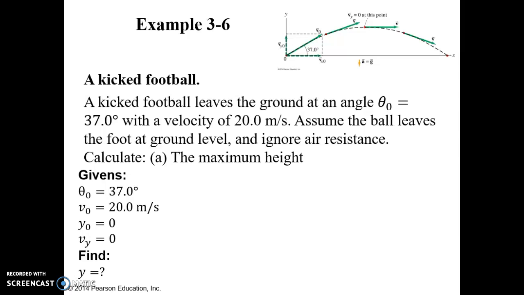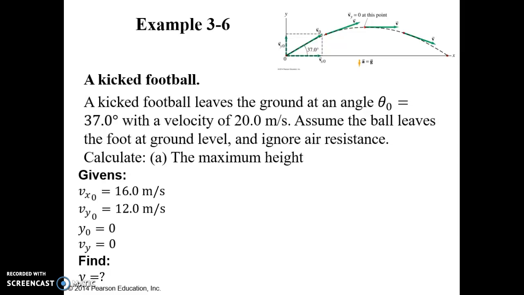However, with our givens, it's more useful to know the velocity components in the x and y direction, since all of our kinematic equations have our velocities in either x or y direction. Recall, we can use trigonometry to find the initial velocity in the x and y direction. Plug in our values, and we get 16 meters per second and 12 meters per second, respectively. Now we can just replace these components as our givens instead.